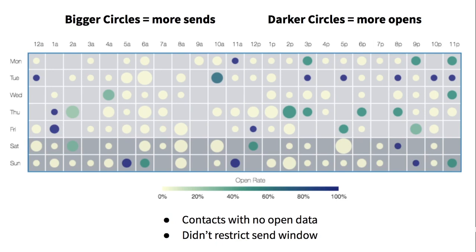This report has a lot of cream circles, many of them big, and what this tells me is that there's a sizable portion of contacts in this segment without open data. So SendTime AI is just randomly assigning a send time to those contacts in the hopes of re-engaging them. But if they haven't engaged for over 12 months, then they probably aren't going to start again. And as you can see, the send window wasn't restricted. So SendTime AI sent emails every hour of every day for 7 days instead of focusing on the ideal send window for this segment.